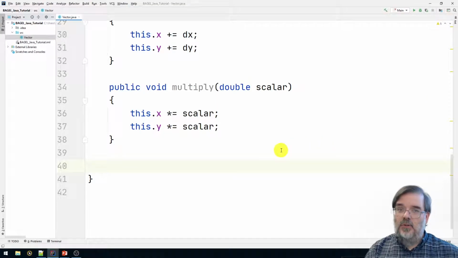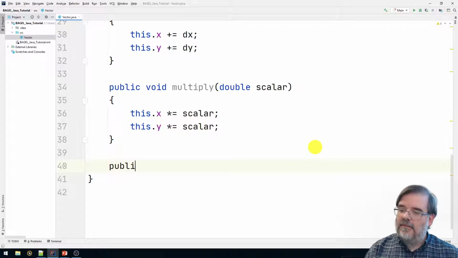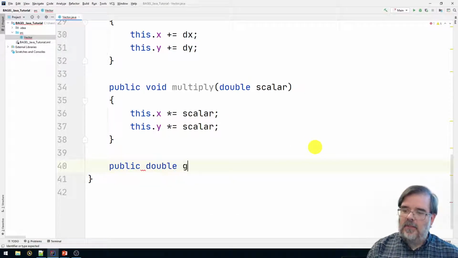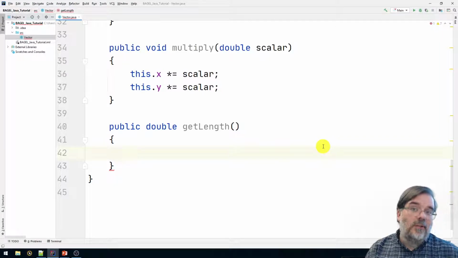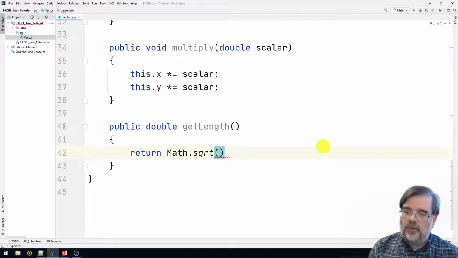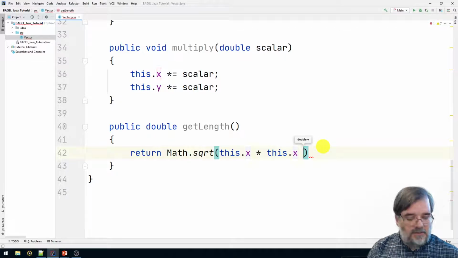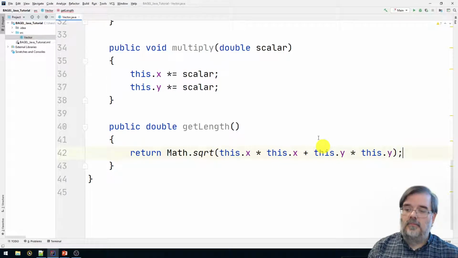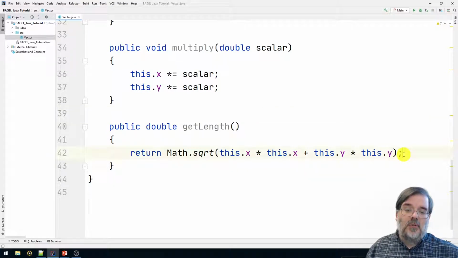And now we get to do some of the methods which involve length and angles. And first, let's set up a public double get length. Right, in this case, what we need to do is use the Pythagorean theorem. And so we're going to return math dot square root of this dot x times this dot x plus this dot y times this dot y. All right? And again, this is like the square root of x squared plus y squared. So that'll tell us how long this vector is.